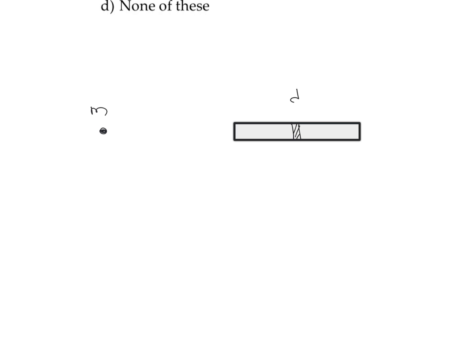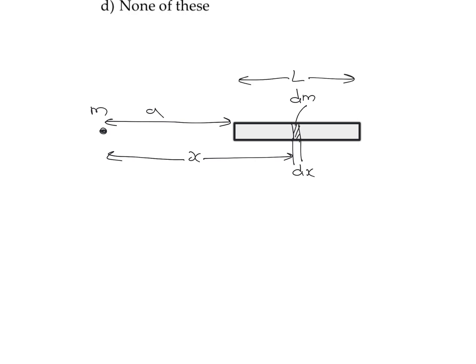So we can consider a small element of mass dm here, at a distance x from the mass m, with the length of the small element being dx. Our aim is to find the force of attraction between them. The distance from here to here is given as a, and the length of this rod is L. First we find the force of attraction between mass m and the small element dm, which is G into m into dm divided by x square.